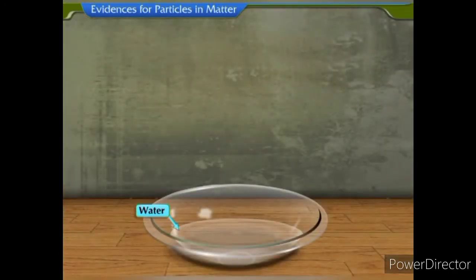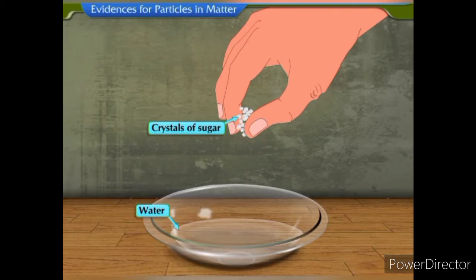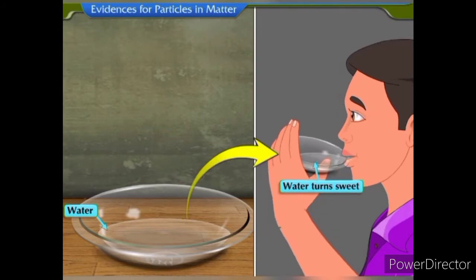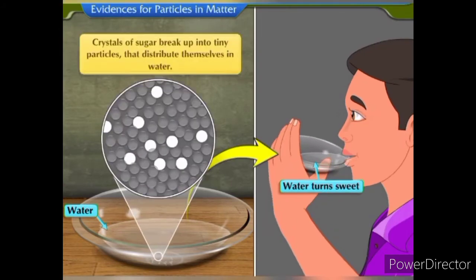Take water in a small bowl and dissolve few crystals of sugar into it. The water turns sweet. This is because the crystals of sugar break up into tiny particles that distribute themselves in water.